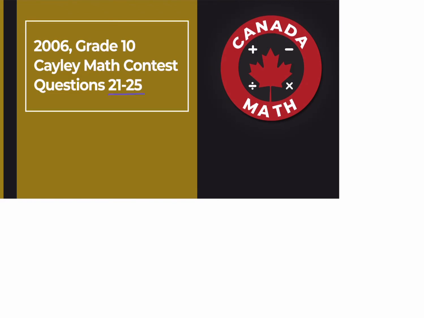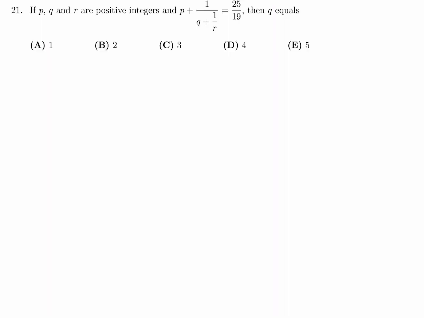Questions 21 through 25 on the 2006 grade 10 Cayley math contest. If p, q, and r are positive integers, and p plus 1 over q plus 1 over r is 25 over 19, then q equals.